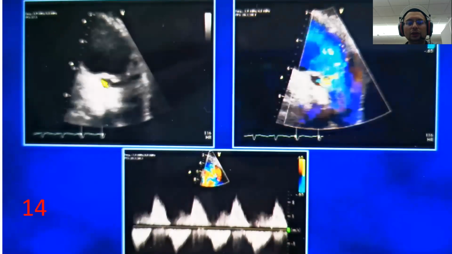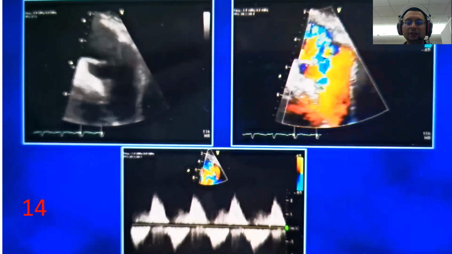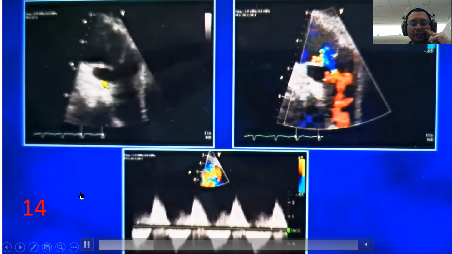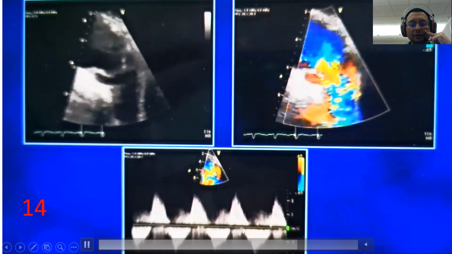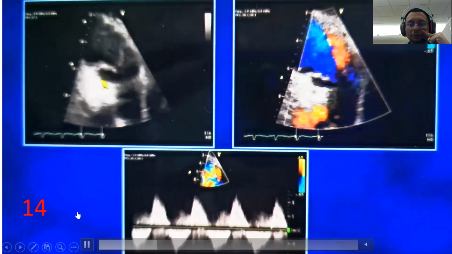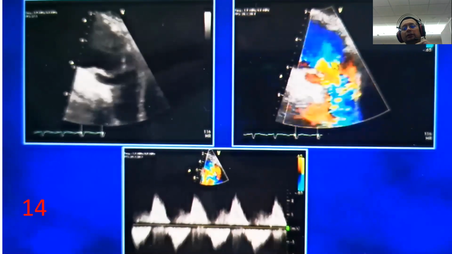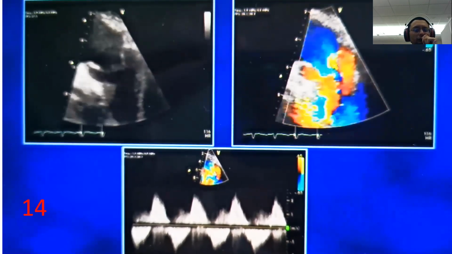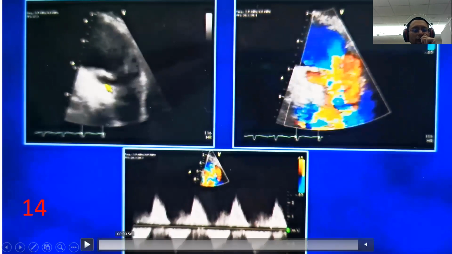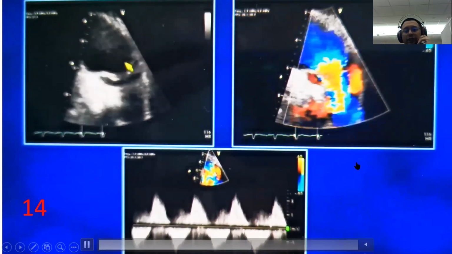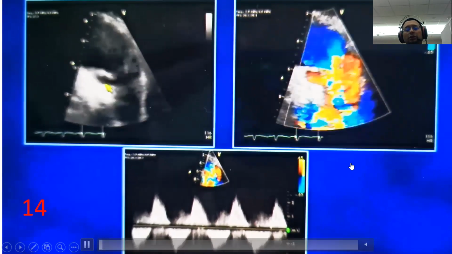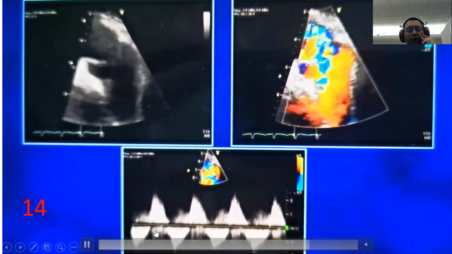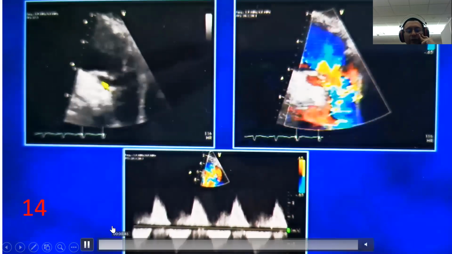All right, so look at this. What valve is that? Look at these images. Pulmonic valve, okay. What happened to the color flow? Looks like it doesn't close. So yeah, color flow in systole and diastole. Is there stenosis, regurgitation, or is it normal? Both. Stenosis.